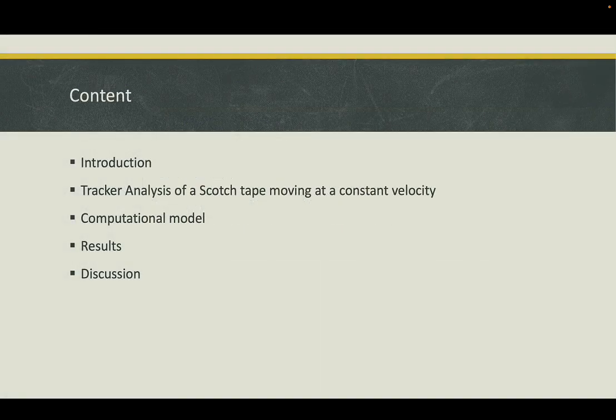So here are the basic contents of this presentation. Firstly, I'm going to talk about the introduction of this lab, including the goals, key concepts and assumptions, as well as force analysis on the Scotch tape, which is the system in the force analysis. Then I will show the tracker analysis, which is also the observed experiment of a Scotch tape moving at constant velocity. I will also demonstrate computational modeling using GlowScript to generate the predicted model based on initial velocity, position, and zero net force while using iteration.